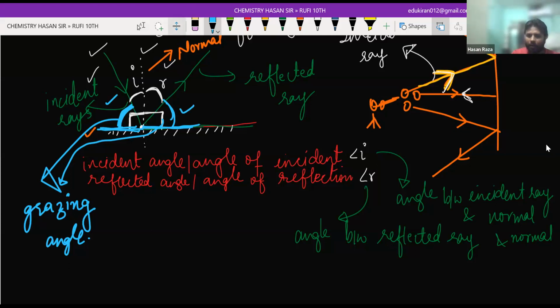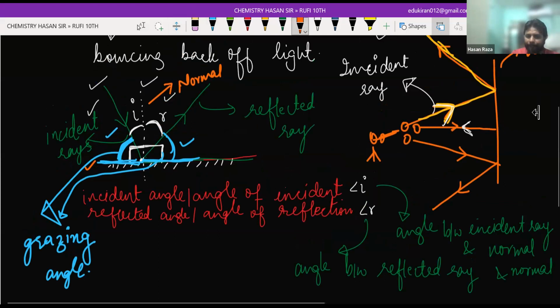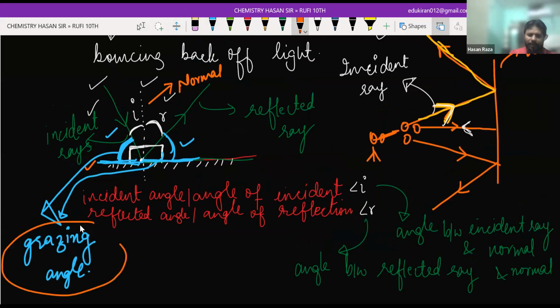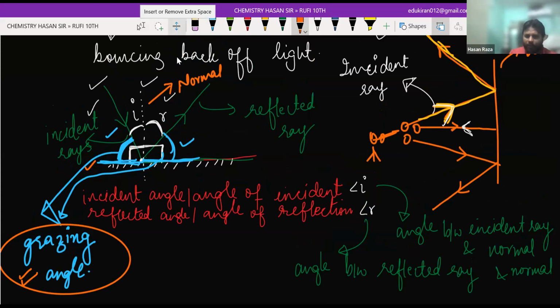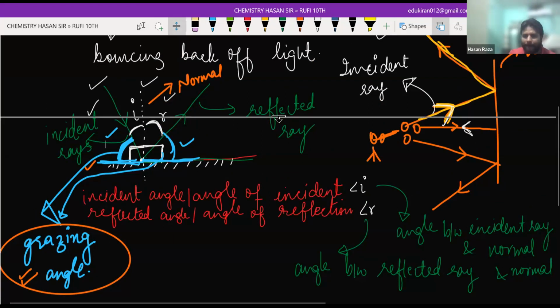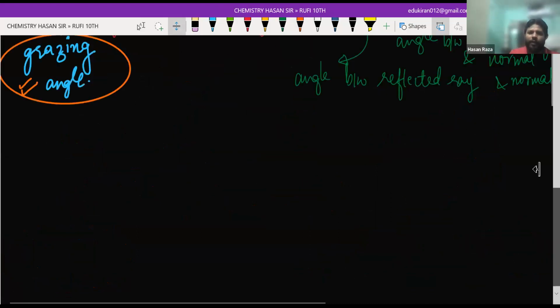Can you repeat it again? The grazing angle, I don't think it's in the textbook. Okay, just take care of this. Sometimes there are questions that were asked 5 years or 10 years ago, so it's not bad to have some concepts which are not in the textbook. Okay. So now we are going to the laws of reflection.